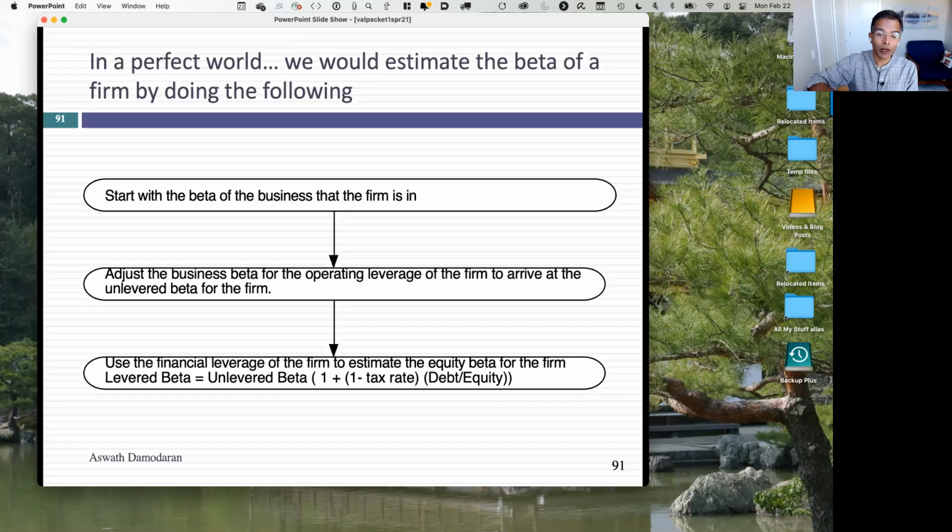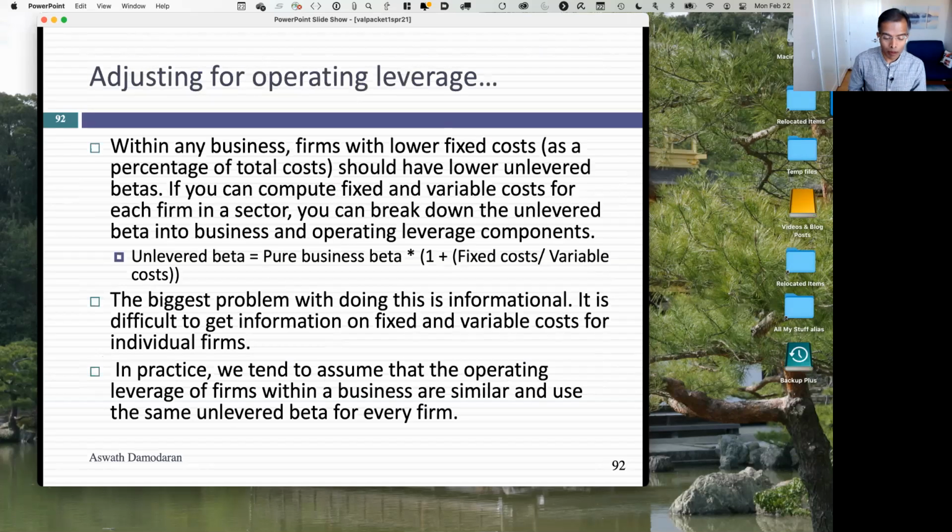In a perfect world, that's how I'd approach it. So I'll give you my bottom-up beta approach. And we'll talk about why I don't spend as much time, because that second step I'm going to gloss over, and I'll tell you why I'm going to gloss over it. To adjust for operating leverage, there are two things I need to know for a company. One is what portion of the costs are fixed, what are variable, right?